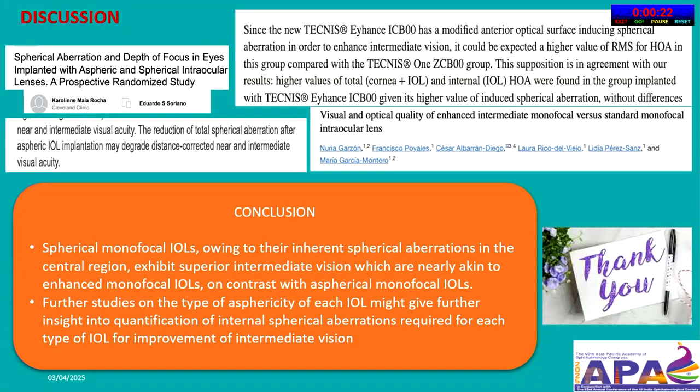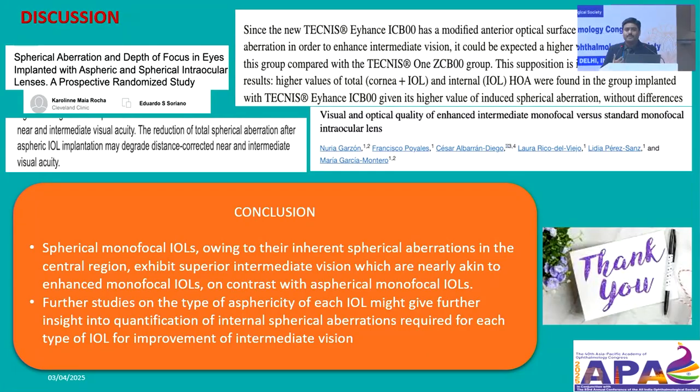So to conclude, spherical monofocal intraocular lenses, owing to their inherent spherical aberrations in the central region, exhibit superior intermediate vision, which is nearly comparable to the enhanced monofocal intraocular lenses, but in contrast with the aspheric monofocal intraocular lenses. Further studies on the asphericity of each intraocular lens might give further insight into quantification of the internal spherical aberration, as to how much root mean square would be the minimal amount to induce those aberrations for better intermediate vision, which is required for each type of IOL, like tailoring, for improvement of the intermediate vision.